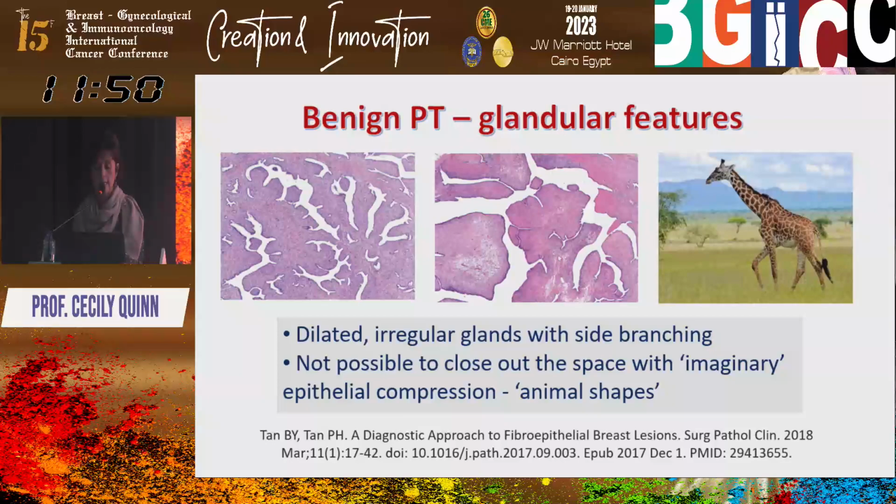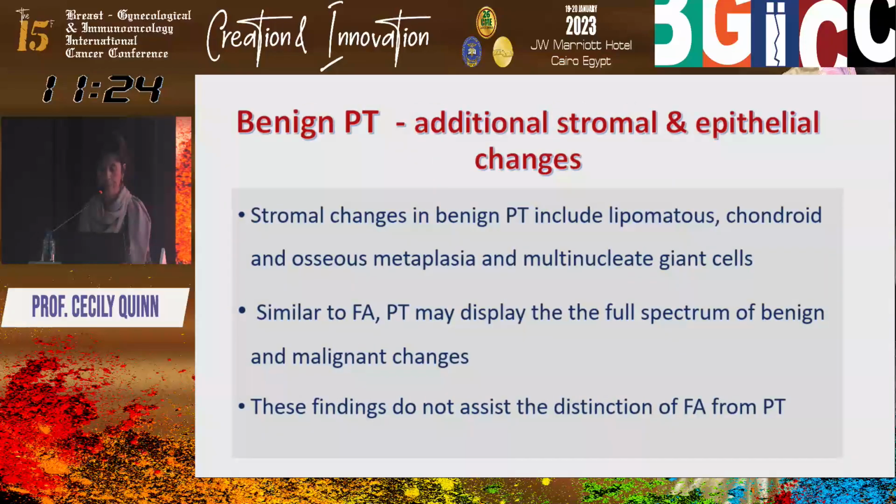where you see these dilated, irregular glands with this side branching. And a useful finding is if you try to close out the space in your imagination and you're not able to do so, that's more likely to be phyllodes than to be fibroadenoma. So you can't close out the space with imaginary compression. And again, you can see the nice giraffe here and a similar configuration in the phyllodes tumor.